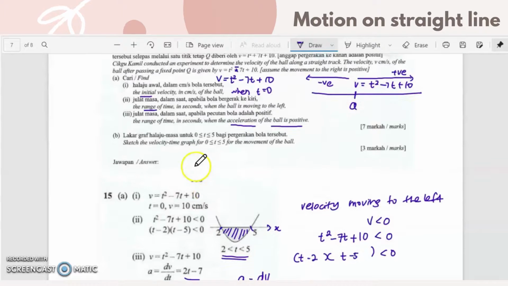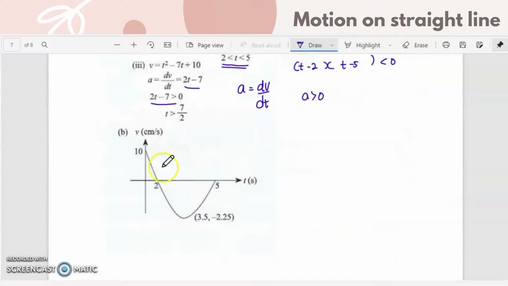So the next question is: sketch the velocity-time graph for the time from 0 until 5. This is how we draw the graph. Make sure that the x-axis refers to t, and the y-axis refers to v, the velocity. When t is equal to 0, the initial velocity is 10 centimeters per second. Then after 2 until 5 seconds, what happens to the velocity?